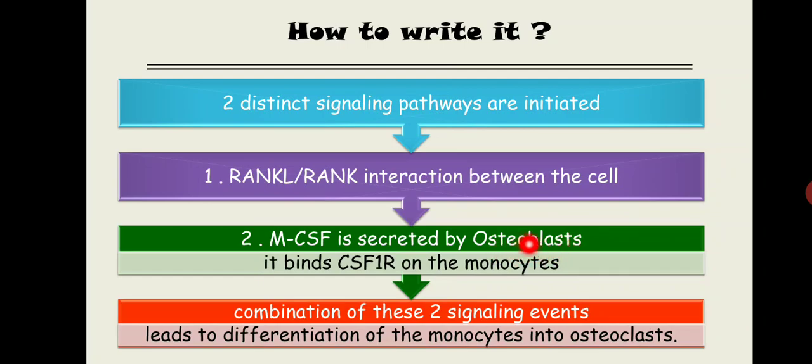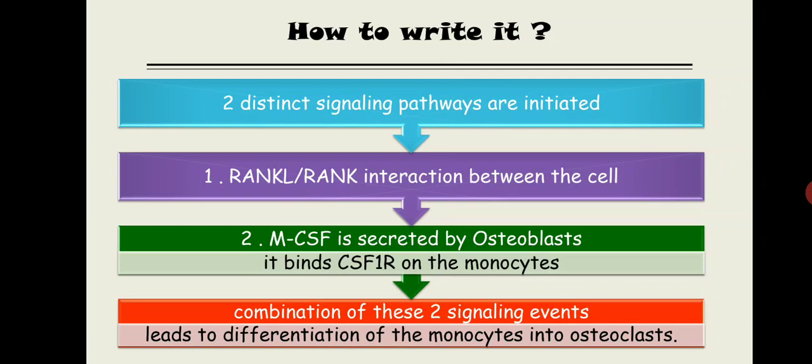The osteoblast can also secrete osteoprotegerin. That osteoprotegerin will competitively inhibit RANK and inhibit the conversion of the monocyte into the osteoclast. This is all about the osteoclast differentiation from the monocyte.